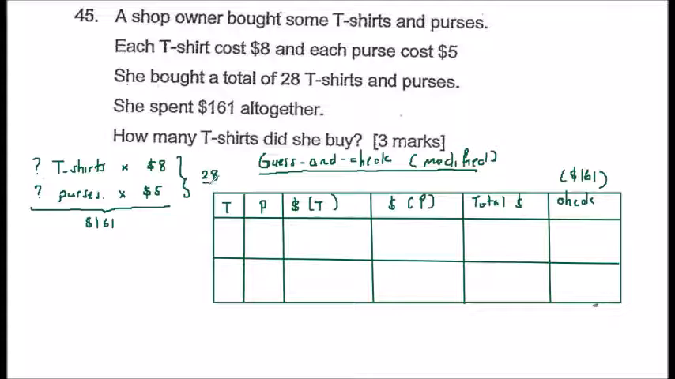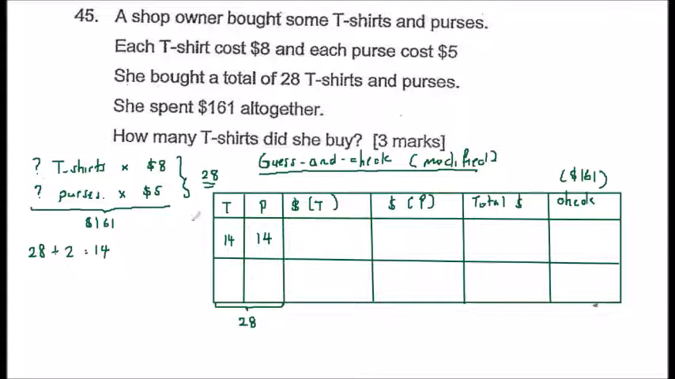Okay, so now how do we go about guessing? We have altogether 28 of them, so make sure these two, when we add up, the total has to be 28. The first guess, usually we take somewhere in the middle. So 28 divided by 2 is 14. So we just start off with 14 t-shirts and 14 purses.